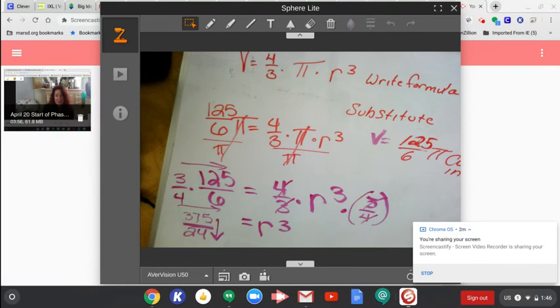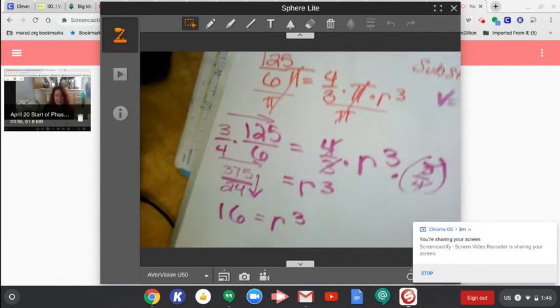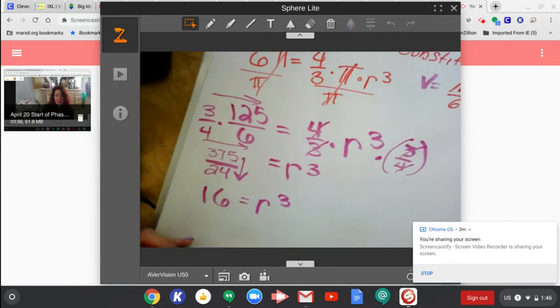and we're going to round. So it came out to about 15.625. I'm going to just round that to 16. Okay, so the radius cubed is 16, so I'm going to estimate. Oops, sorry. Let me move this up. Let's see. There you go.